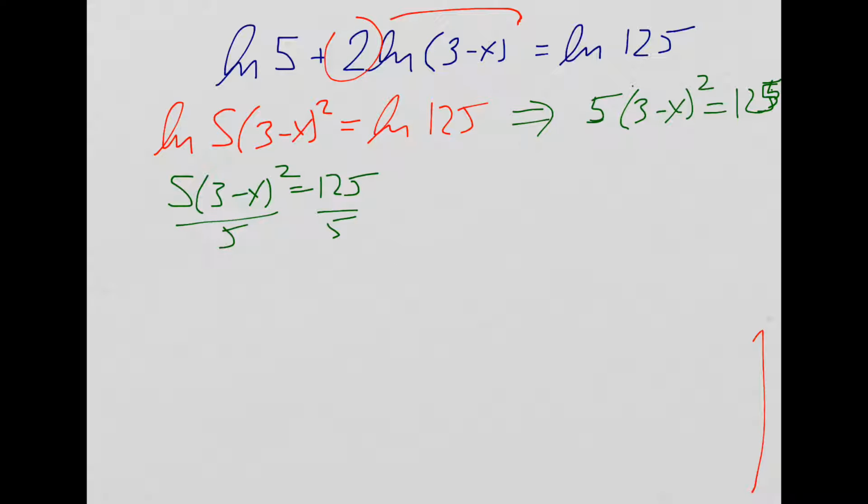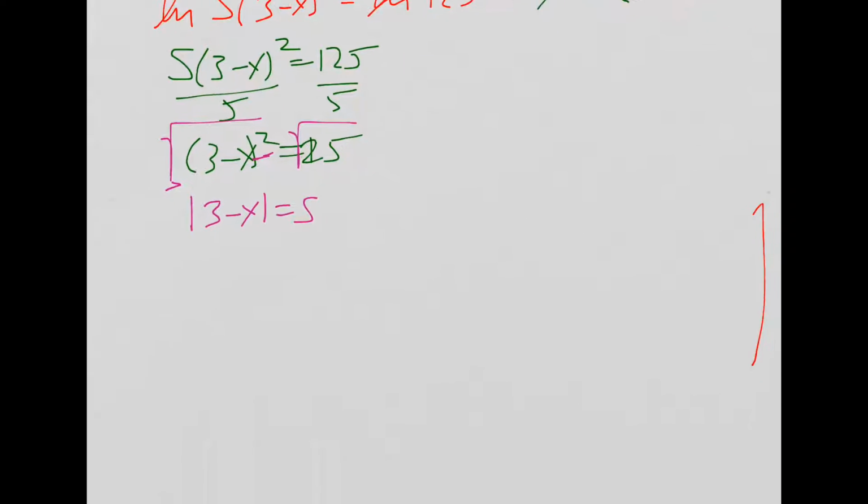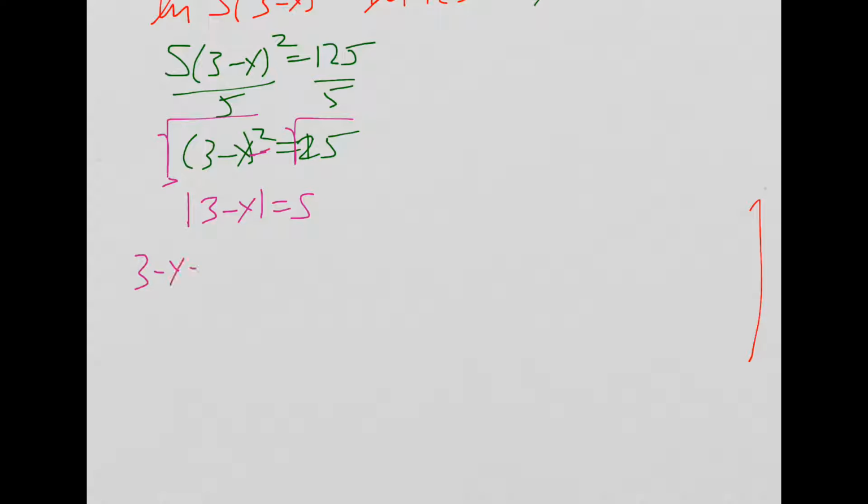I'll divide by 5 and get 3 minus x squared equals 25. Oh, that's so nice, isn't it? I'm going to take the square root of both sides. But again, when I undo a square with a square root, I get the absolute value. Or in other words, 3 minus x equals 5, or 3 minus x equals a negative 5. I'm going to solve this. Again, anytime I have a quadratic, I get two solutions.